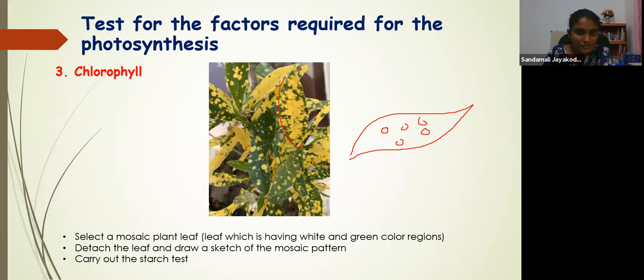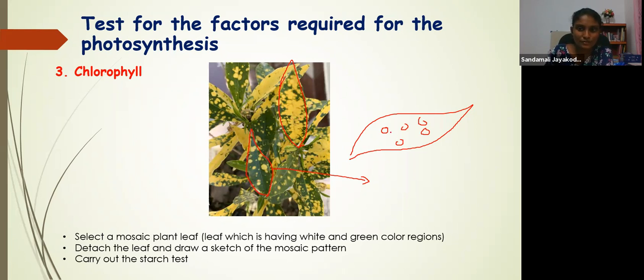So we can select this leaf here. In this test we have to draw a sketch of this colored mosaic pattern. If we take a leaf like this, we will get into trouble. We can't draw all the things like this, we can just mark the areas, but this is somewhat clear. We have a few patches of yellow color, and the other area is green in color.